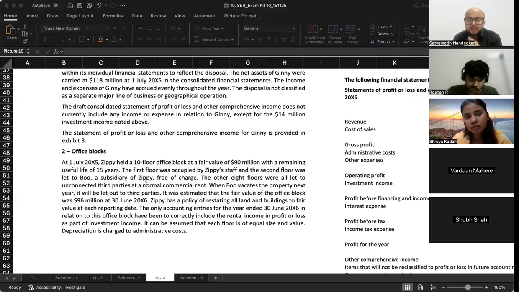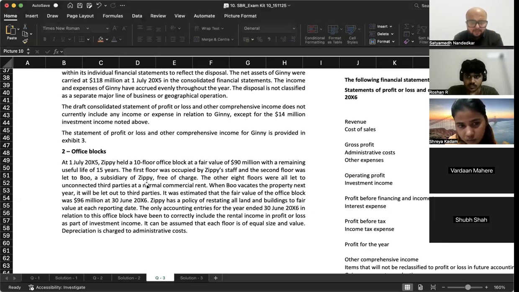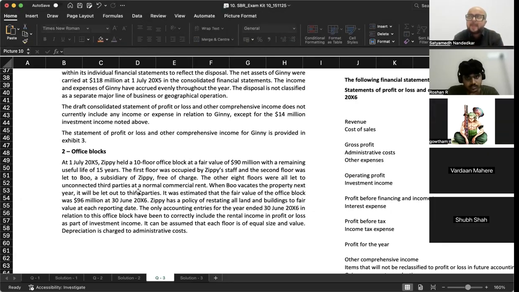What will we do with the second floor? Let out to the subsidiary. But is it a subsidiary? Yes, sir, subsidiary of Zippy. Now, I am the holding company, Roshan is the subsidiary company. I gave out a property on rent to Roshan. So for me, in my standalone financial statements, it is investment property.